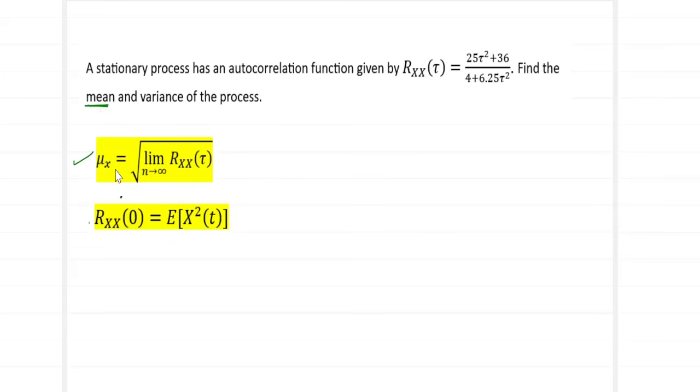It is given by the formula mu x, which is limit n tending to infinity Rxx of tau. So this is my Rxx of tau. I'll have to allow this tau over here and tau over here to tend to infinity. What will be infinity by infinity? Infinity by infinity is going to be an undefined process. So before allowing the limit to tend to infinity, what we have to do is remove this tau square outside.